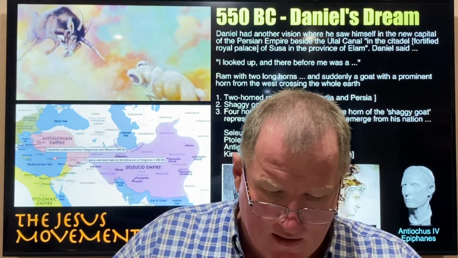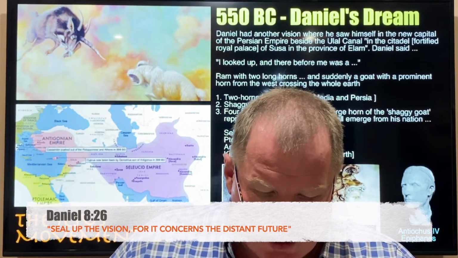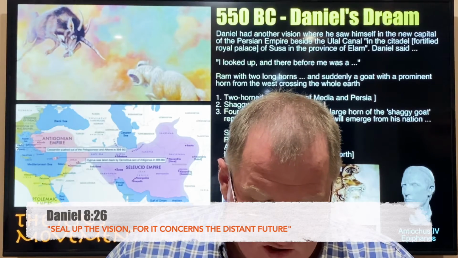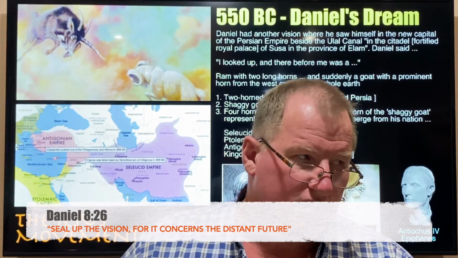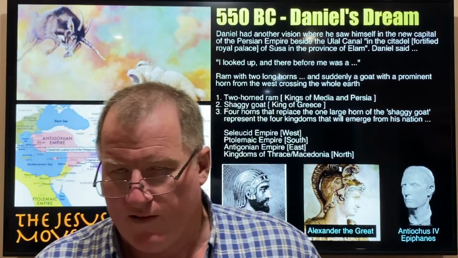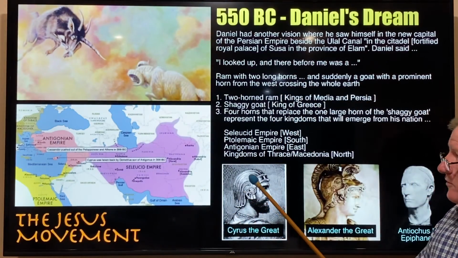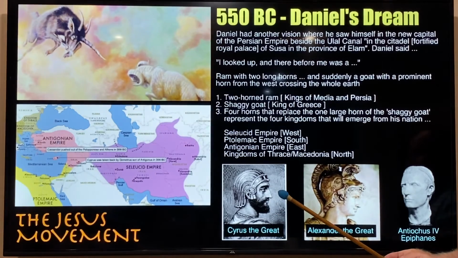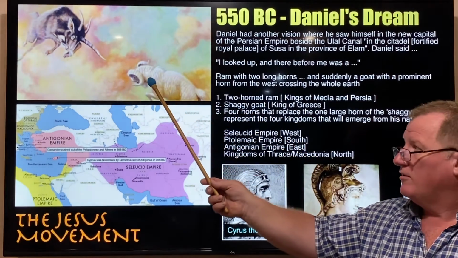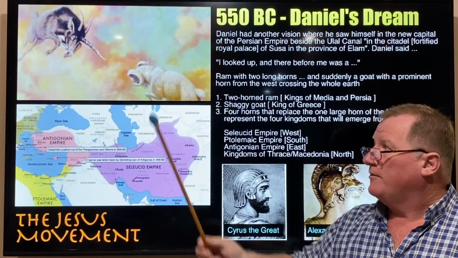So finally, in verse 26, Daniel was told to seal up the vision, for it concerns the distant future. And so we have multiple things happening in Daniel's prophecies. So firstly, before I finish off tonight, we'll just review this. The picture shows the ram and the goat.